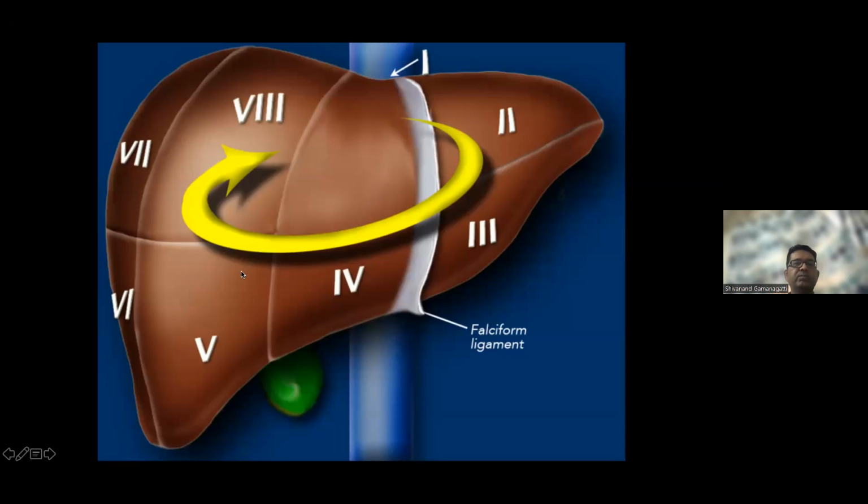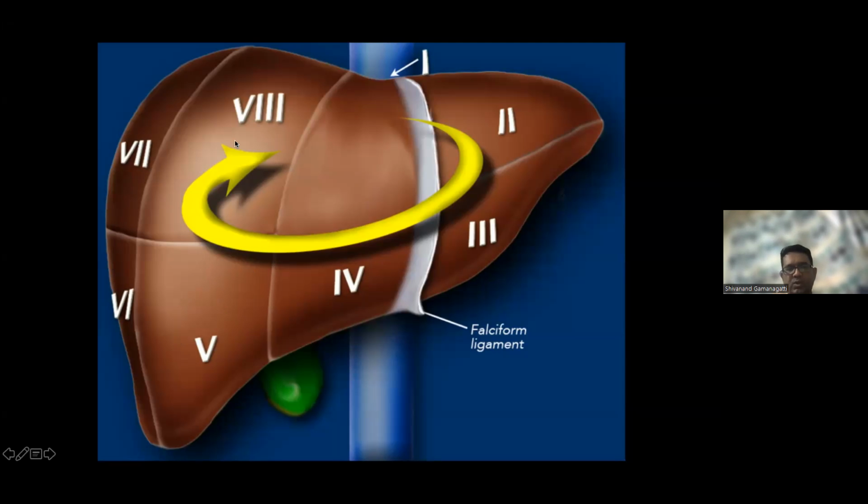This is the middle hepatic vein. The middle hepatic vein separates the right lobe from the left lobe, that is segment 4. When you go further on the right side, below the portal bifurcation, we have segments 5 and 6, and the same segments above the portal bifurcation become segment 7 and segment 8.